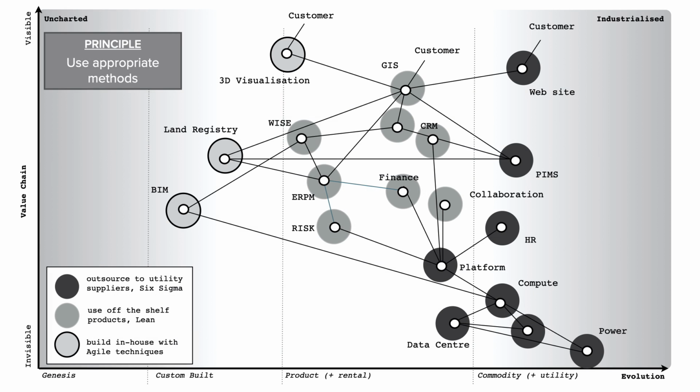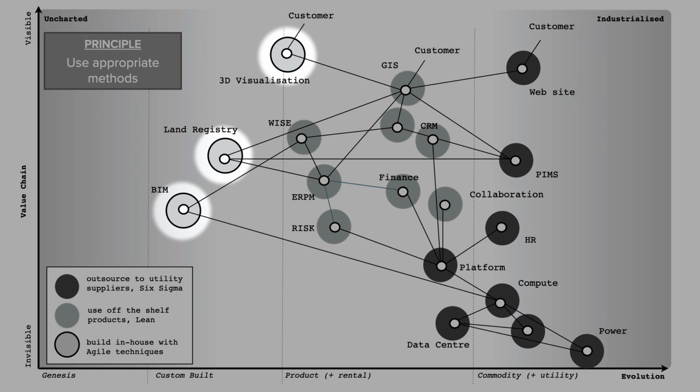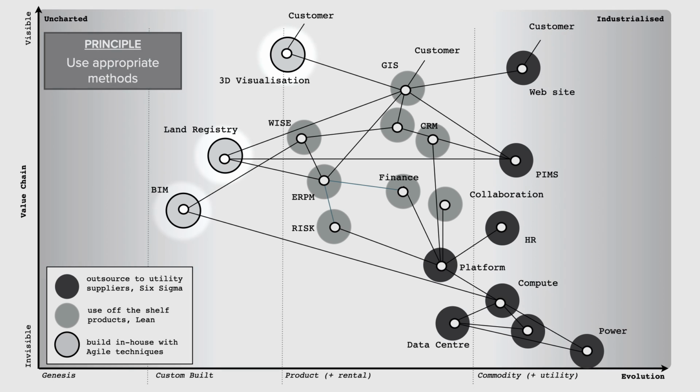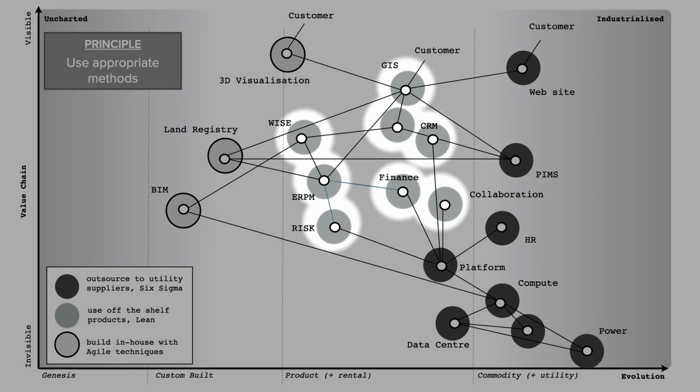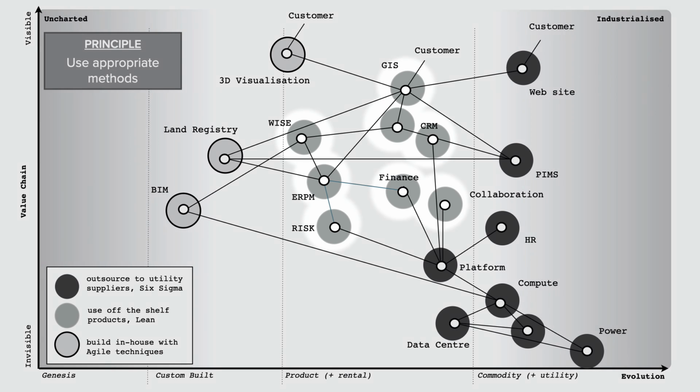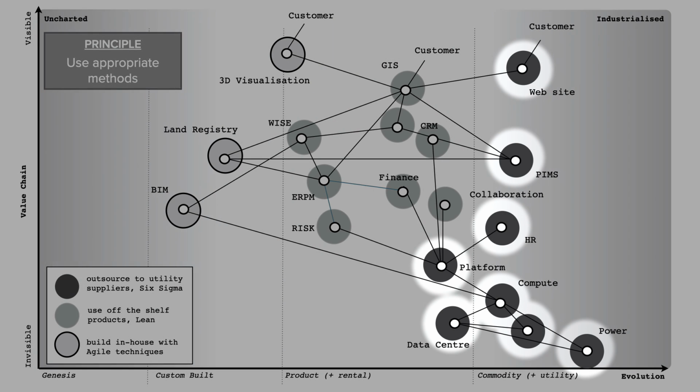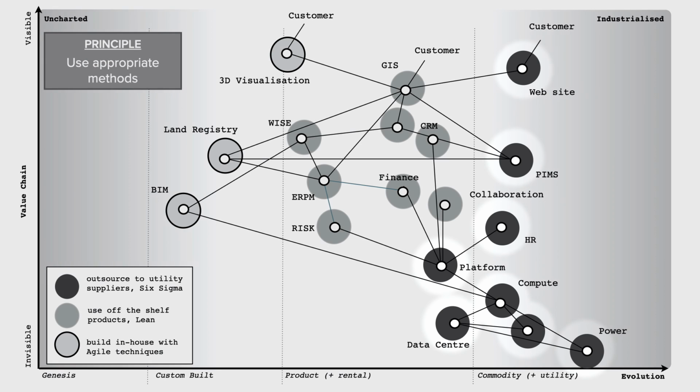This guidance was then applied to the map, which showed them that they should build those uncharted components on the left themselves, as there was too much uncertainty about them to outsource, buy the components in the middle, as they didn't need to reinvent the wheel, and outsource those industrialized components on the right that had a lot of certainty about them and for which clear project specifications could be written.